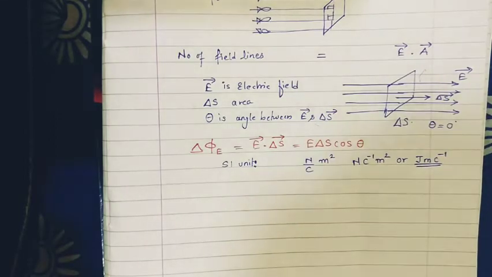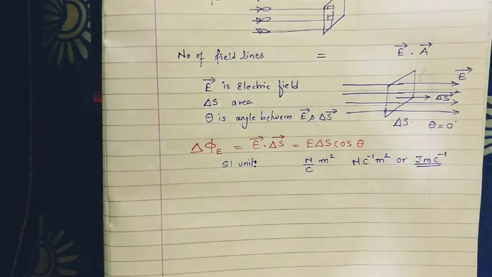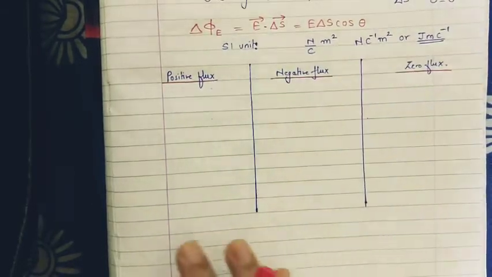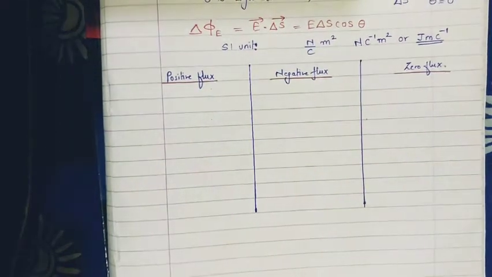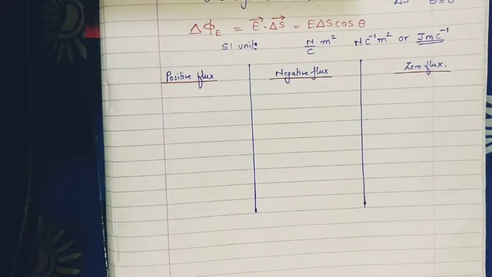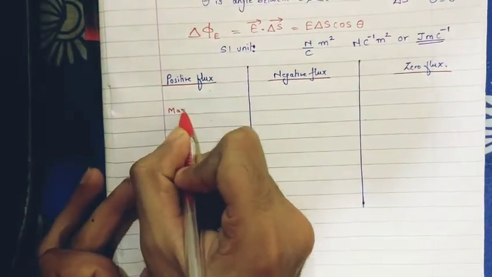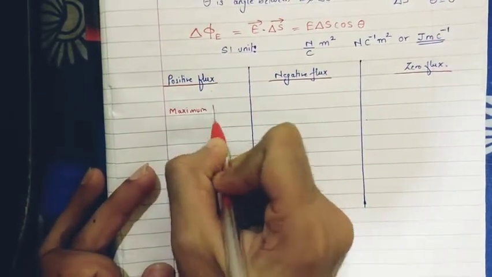Now, coming to the analysis part, there are three types of flux: positive flux, negative flux and zero flux. Let us understand what these three categories are. First, what is a positive flux? Positive flux is basically the maximum flux. Positive flux is nothing but the maximum flux which is possible.